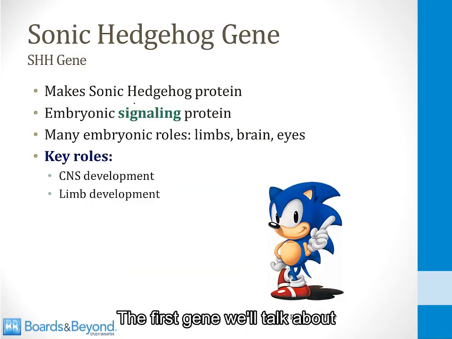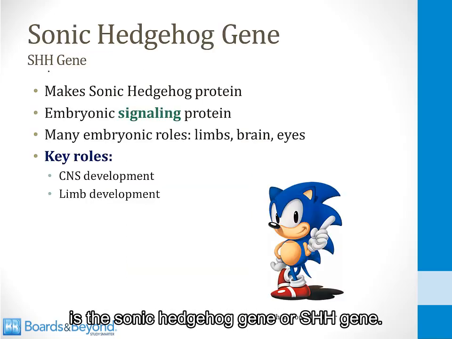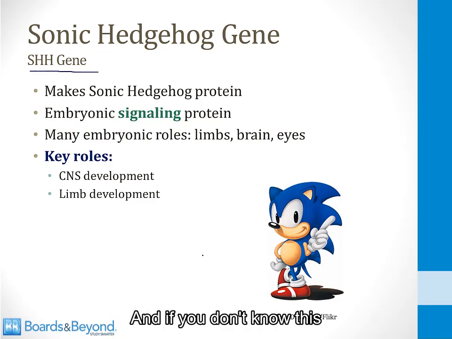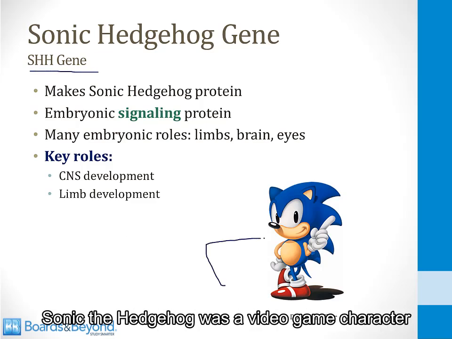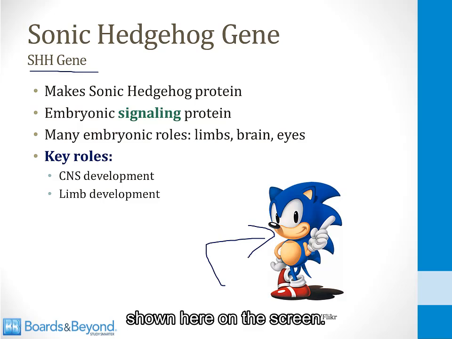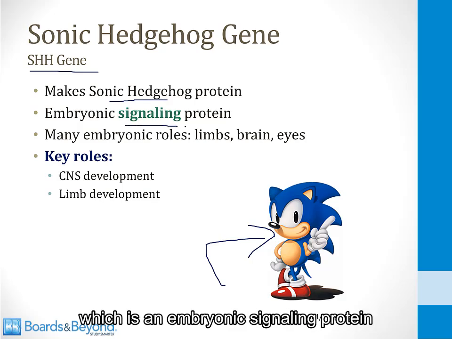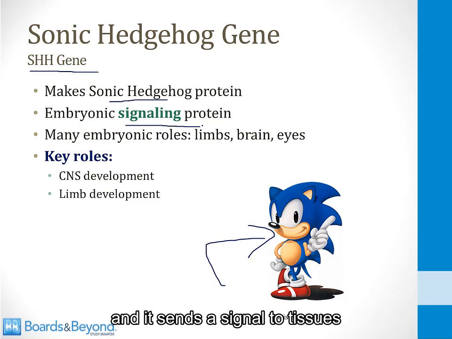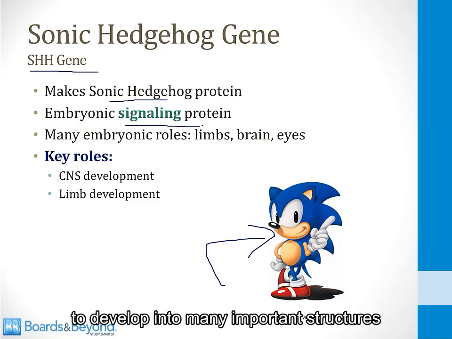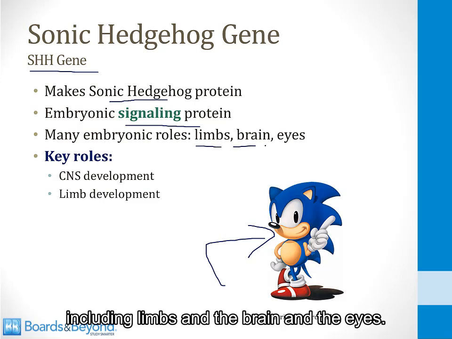embryo. The first gene we'll talk about is the Sonic Hedgehog gene, or SHH gene. And if you don't know this, Sonic the Hedgehog was a video game character shown here on the screen. That's where this gene gets its name. This gene makes the Sonic Hedgehog protein, which is an embryonic signaling protein, and it sends a signal to tissues to develop into many important structures, including limbs and the brain and the eyes.